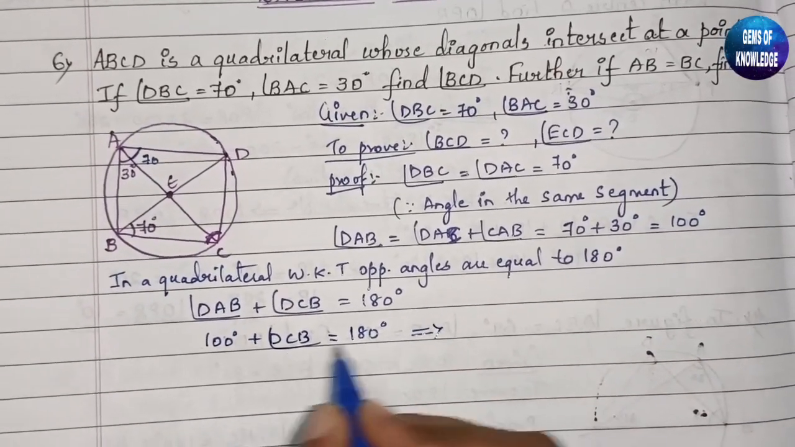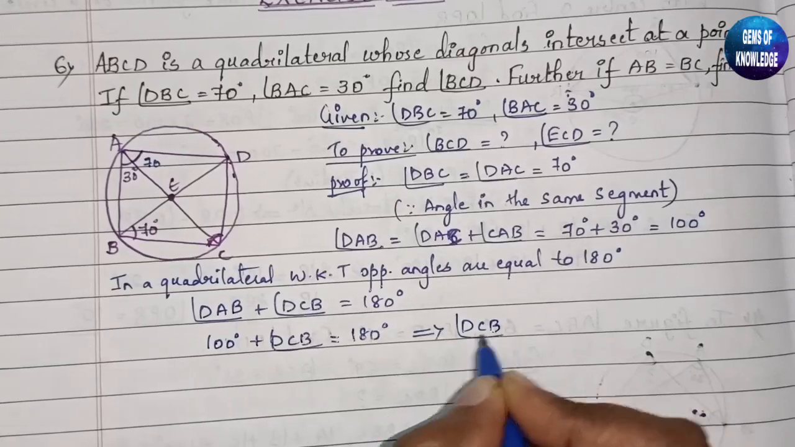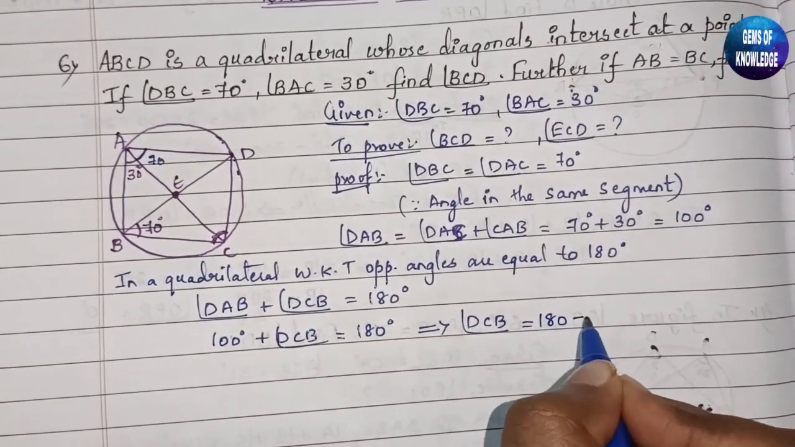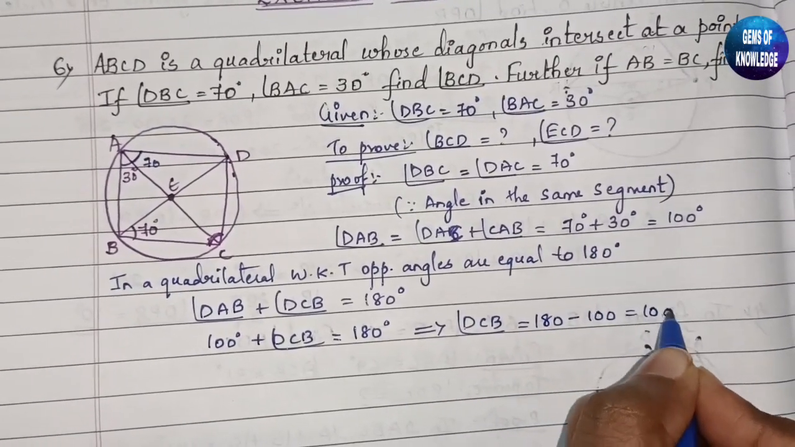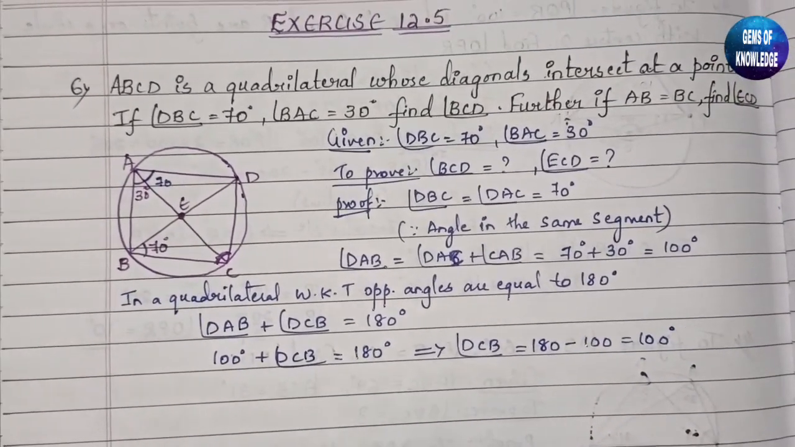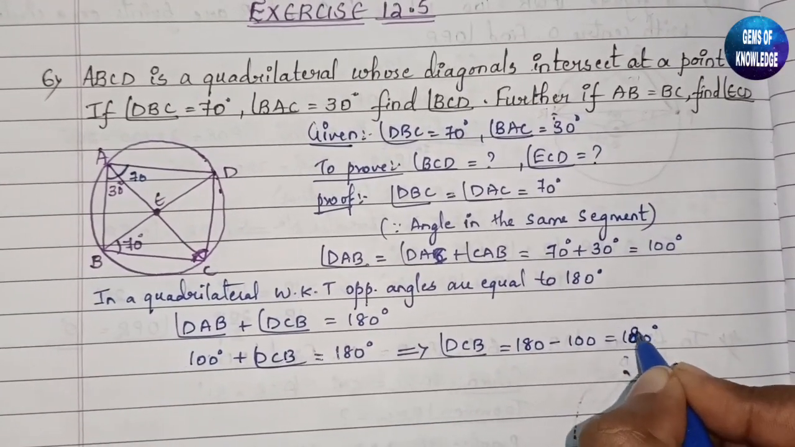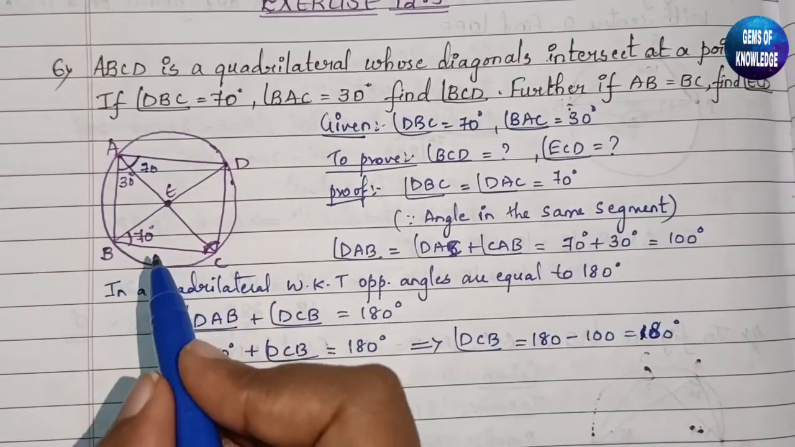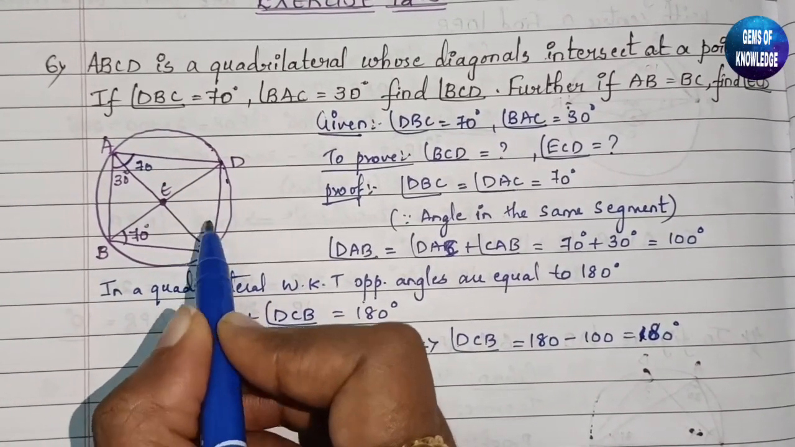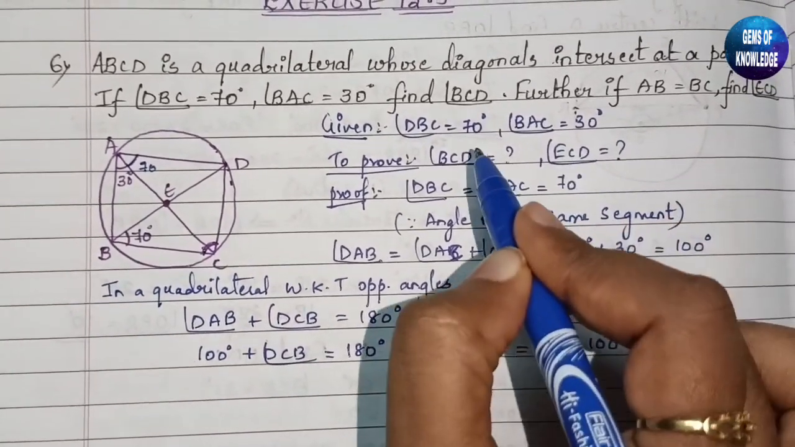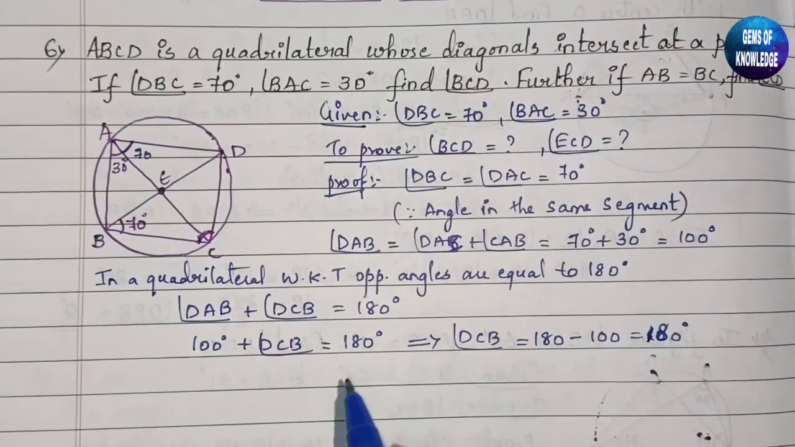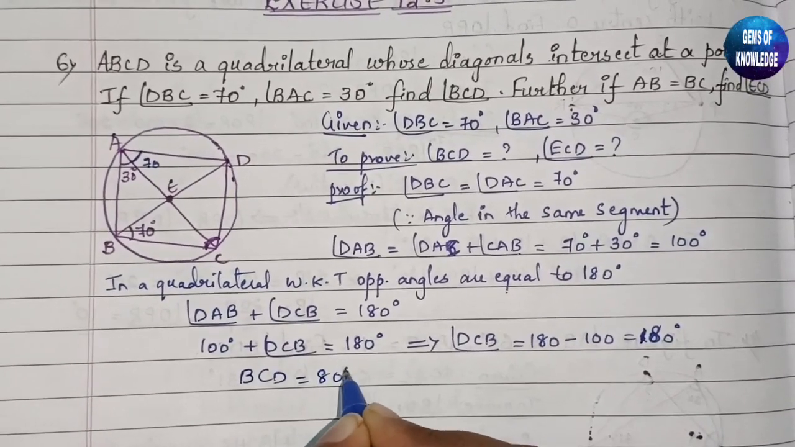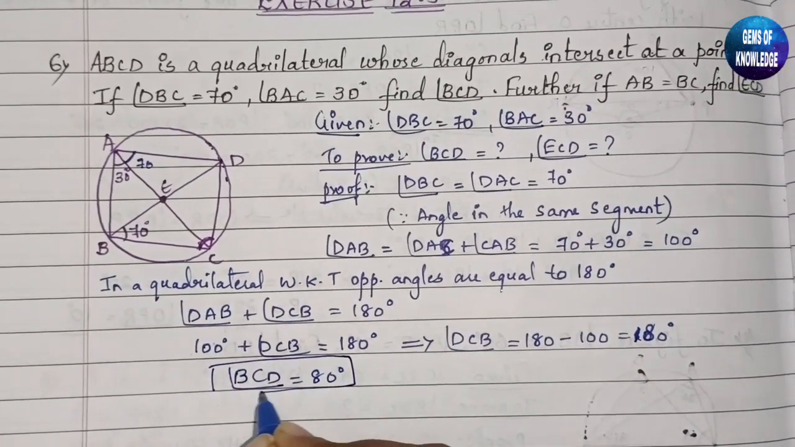So we will keep this DCB as it is, and bring this 100 degrees to this side. It will become 180 minus 100, which is equal to 80 degrees. Sorry, 180 minus 100 is 80 degrees. That's what we needed: angle BCD is equal to 80 degrees. One thing we got.